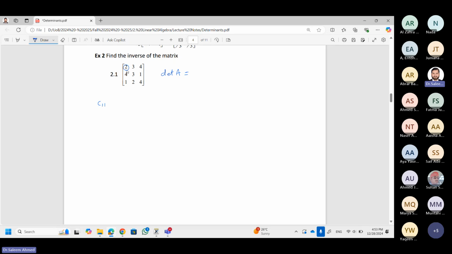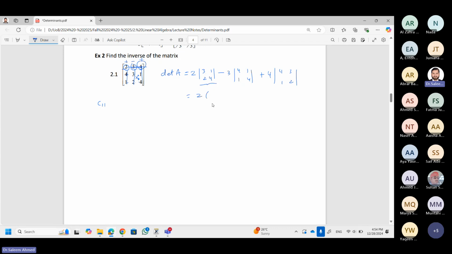So we start with this 2, and then we remove this row and column. So this 3, 4, and 3, 1, 2, 4. And then minus the second one, minus this is plus, and this row and this column is gone. So 4, 4, 1, 1, 4, 1, 1, 4. And then plus the third one. This 4 is again plus. So this row and this column is gone. So 4, 3, 1, 2. That's how you find the cofactor as well. This is the cofactor of 2, right?